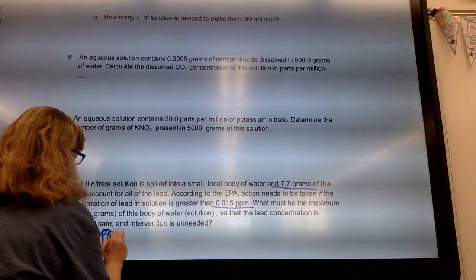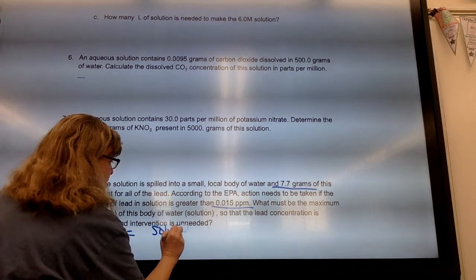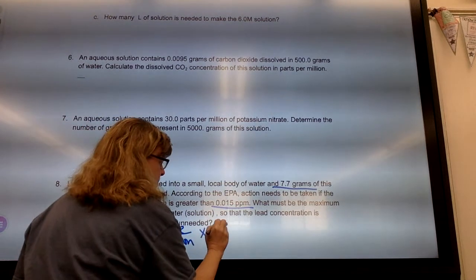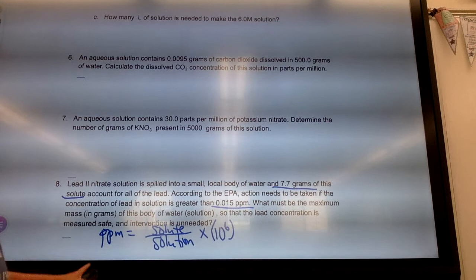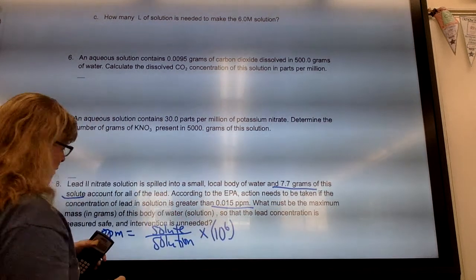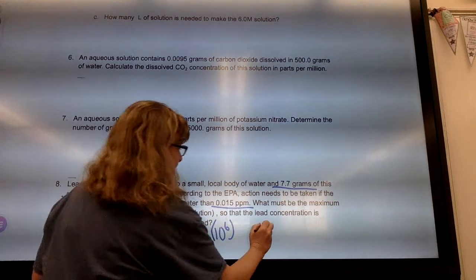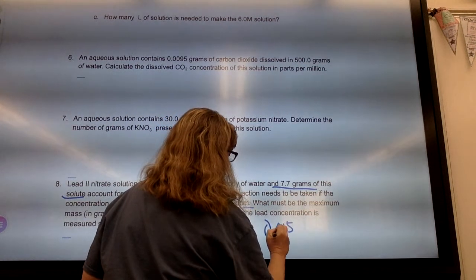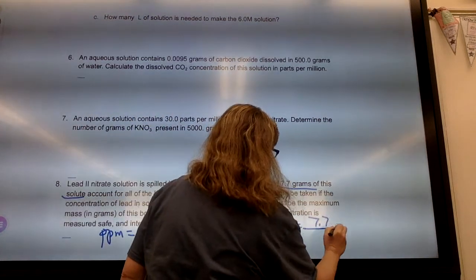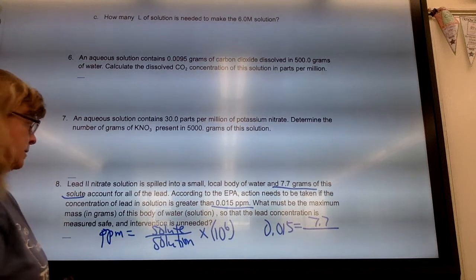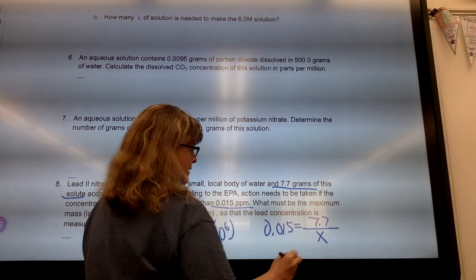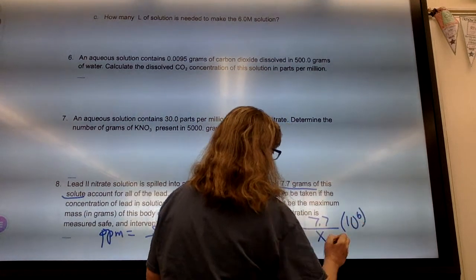So what is the formula? Parts per million equals the solute over the solution times a million. That's the formula. So let's put the numbers where they belong. Parts per million, that's going to go here. Equals, we know the solute, 7. The solution, that's what we're looking for. That's x. And then don't forget the 10 to the 6.